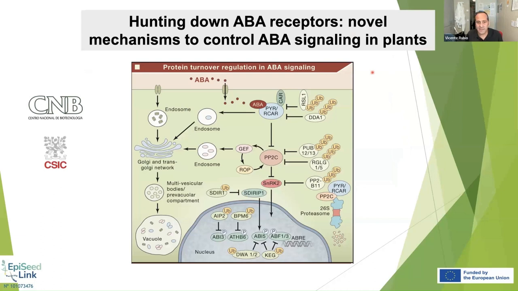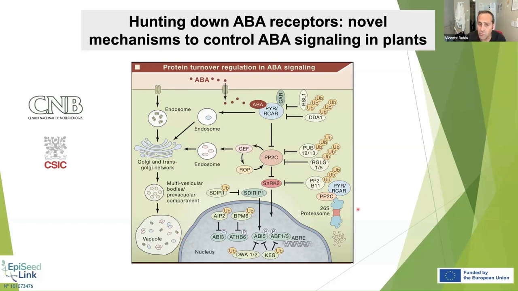In other approaches, I'm going to show you a couple of examples, they depend on the control of the stability of different components of the ABA signaling pathway, particularly on the stability and function of ABA receptors. And this is also part of the snapshot that I mentioned before, in which they depict different mechanisms to control the stability of different components of the ABA signaling pathway by ubiquitination and degradation through the proteasome, but also through the endosomal and multivesicular pathway for degradation at the vacuole.